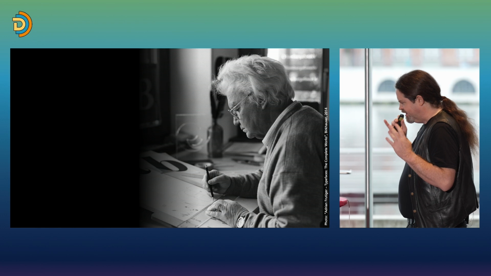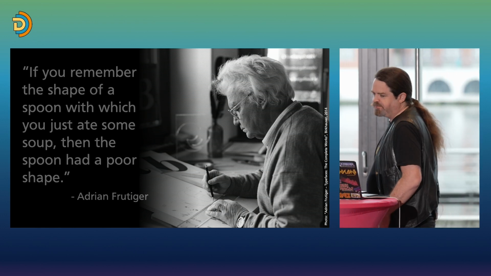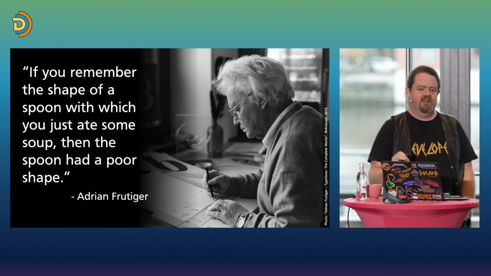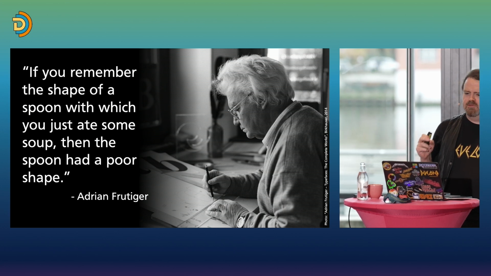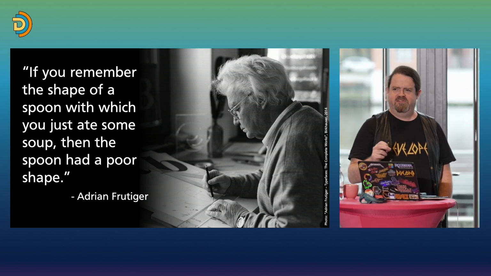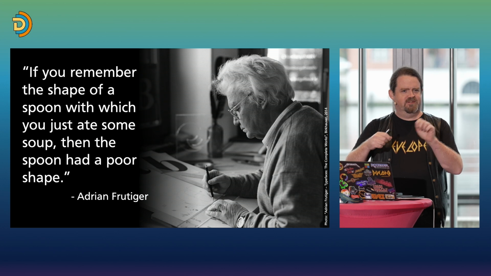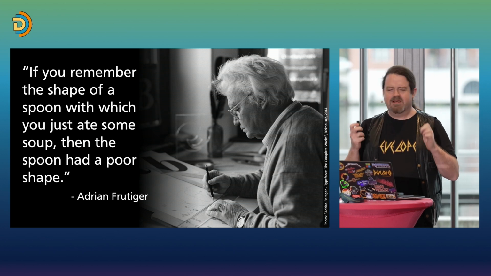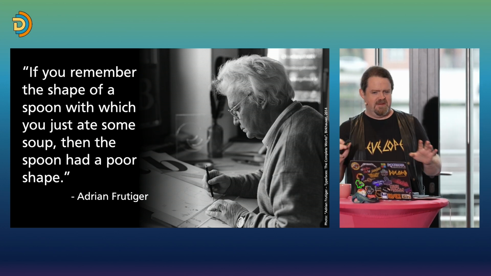And Frutiger had this lovely quote about typography. He said, if you remember the shape of a spoon with which you just ate some soup, then the spoon had a poor shape. Any of you ever used a knife and fork afterwards? You're like, I remember that because it's terrible. If it works, you forget about it.